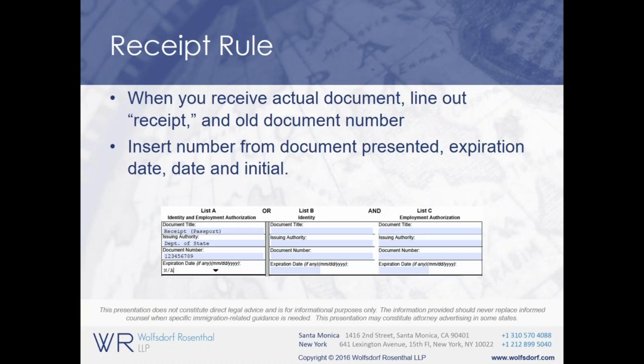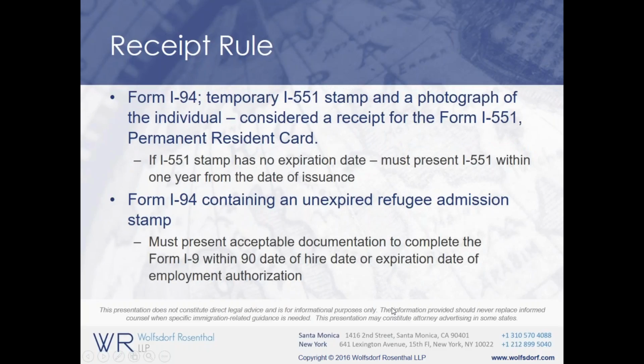When you receive the actual document, you must line out the receipt. This is how you would fill out the I-9 if you take a receipt. You would line out the receipt, line out the old document number, and insert the number from the document presented. Form I-94, temporary I-551 stamp, and a photo of the individual are considered a receipt for the Form I-551, the green card.